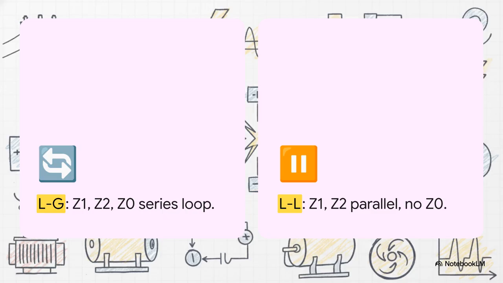And this brilliantly illustrates the contrast when we look at a line-to-line or LL fault. Notice that for this fault type, you only connect the positive and negative sequence boxes, Z1 and Z2, in parallel. The zero sequence box, it stays entirely disconnected. Why? Well, because the line-to-line fault doesn't involve the ground at all. Since there's no path to ground, zero sequence current literally cannot flow. Because we've removed Z0 from the equation entirely, the current is just the voltage divided by Z1 plus Z2. This generally produces a lower fault current than a three-phase or an LG fault at that exact same location.